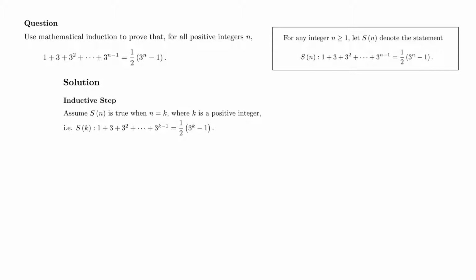Now on to the inductive step. We first assume that our statement is true for some fixed positive integer k. It's always useful to write this out by substituting k into the statement like this. It is useful because we will make a substitution in the next part.